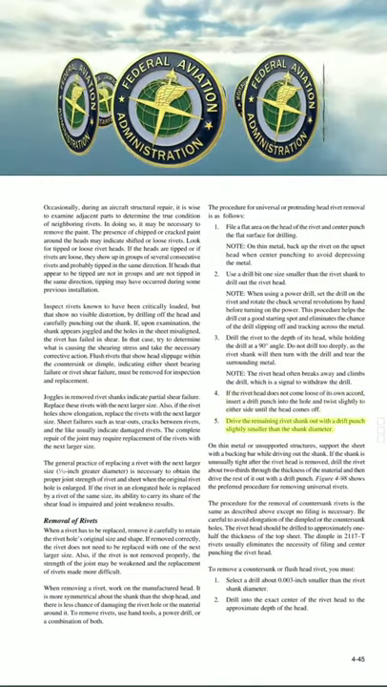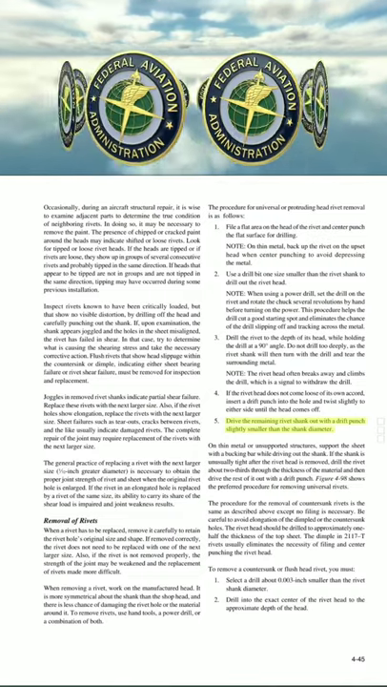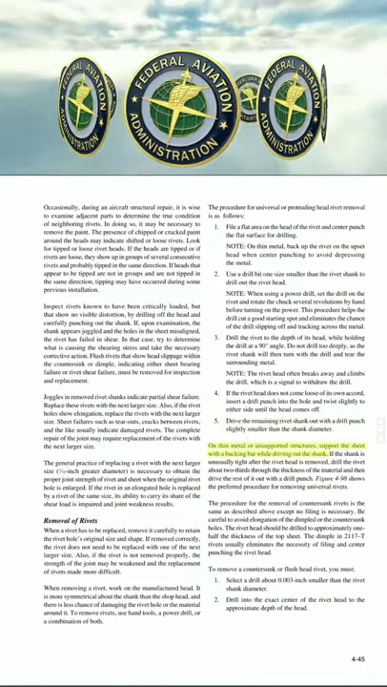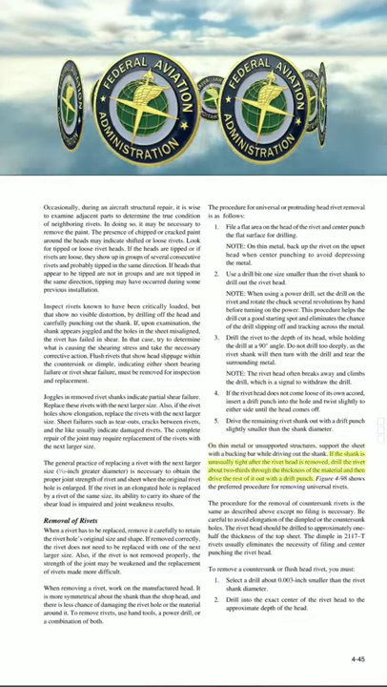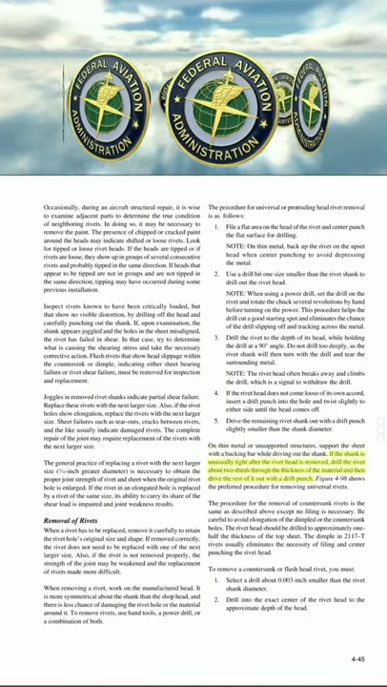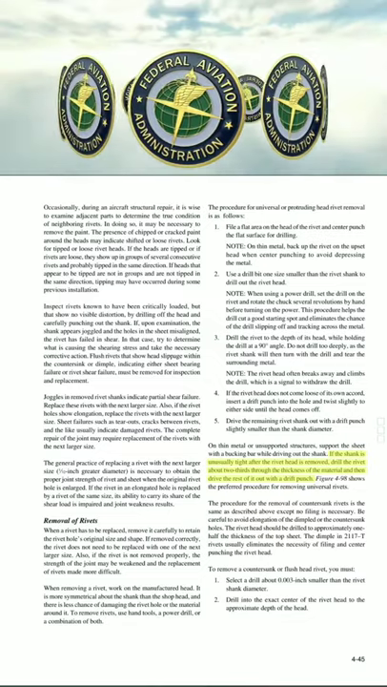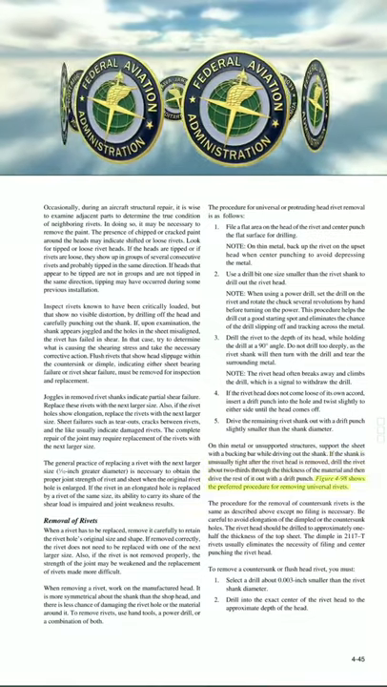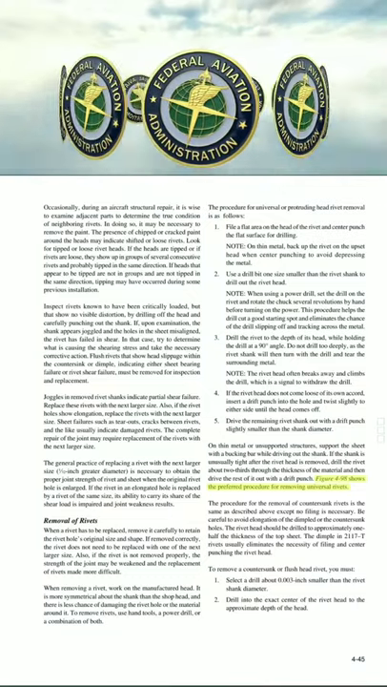5. Drive the remaining rivet shank out with a drift punch slightly smaller than the shank diameter. On thin metal or unsupported structures, support the sheet with a bucking bar while driving out the shank. If the shank is unusually tight after the rivet head is removed, drill the rivet about 2/3 through the thickness of the material and then drive the rest of it out with a drift punch. Figure 4-98 shows the preferred procedure for removing universal rivets.